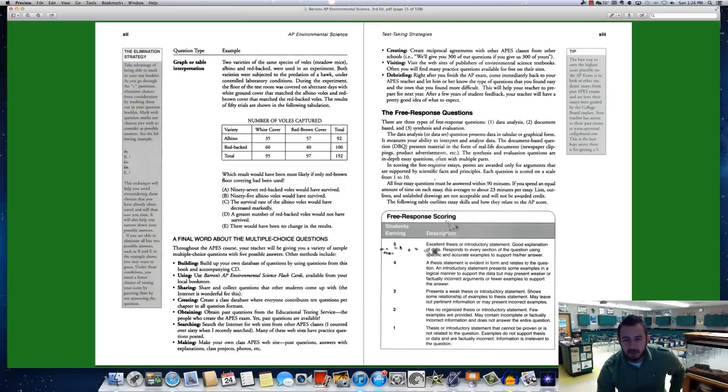There's the free response scoring. To get a 5, you have to have an excellent thesis statement, good explanation of data, respond to every section of the question, and use accurate, specific examples to support your response. So that's what we're going after every single time, students earning those 5s. Got to have one of those.